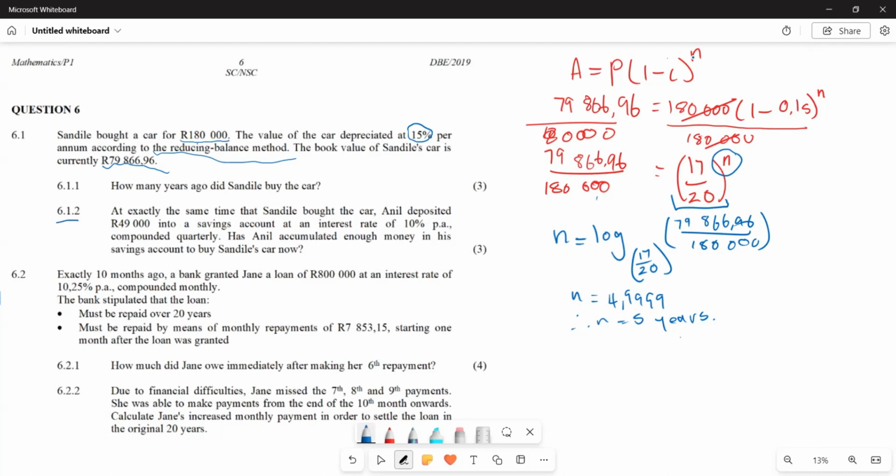Now look, they say at exactly the same time, Sandile bought the car.